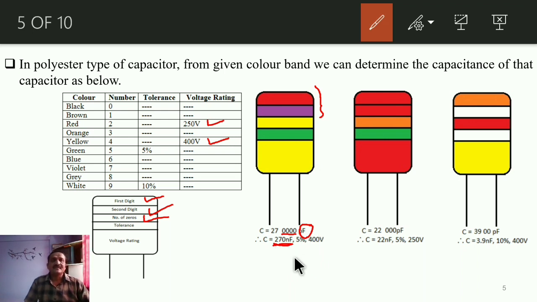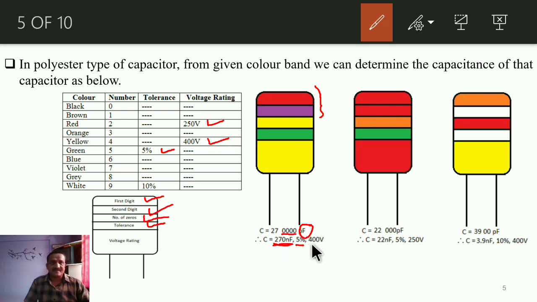Now the remaining two terms, that is tolerance and voltage rating. So the next band, that is the fourth band, is assigned for tolerance. This one, the fourth band, is for tolerance. Here the fourth band is green colored. For green color the tolerance is 5%. It is mentioned over here, right? And that's why what I have written, the tolerance is 5% for this capacitor.